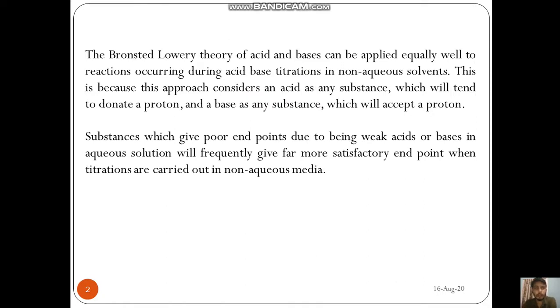So first we'll see the Bronsted-Lowry theory of acid and base. It can be applied equally well to reactions occurring during acid-base titration in non-aqueous solvents. This is because this approach considers an acid as any substance which will tend to donate a proton, and a base as any substance which will accept a proton.